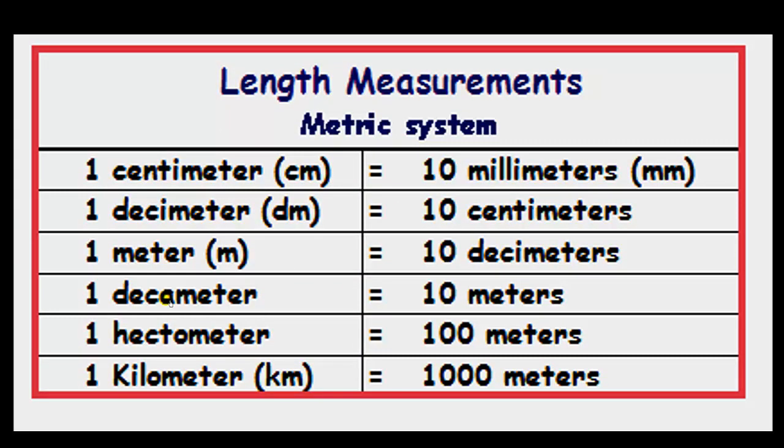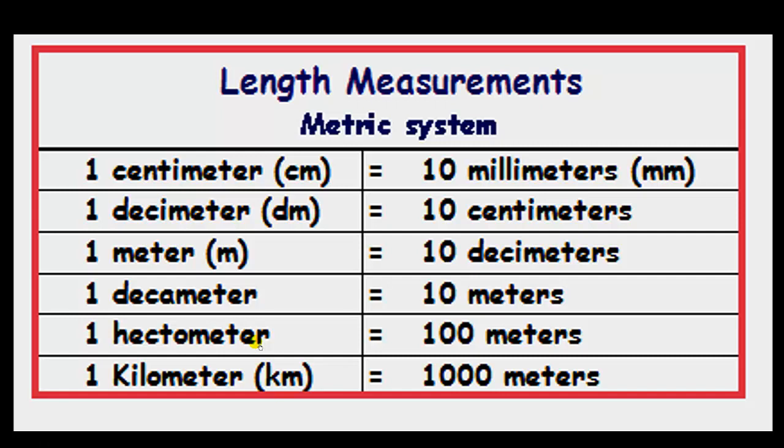Till now, we have only seen 3 units. We have seen centimeters and meters and kilometers. But there are actually many more. In this video, we're only going to learn 6. We've already seen 3, and the other 3 are decimeter, decameter, and hectometer.